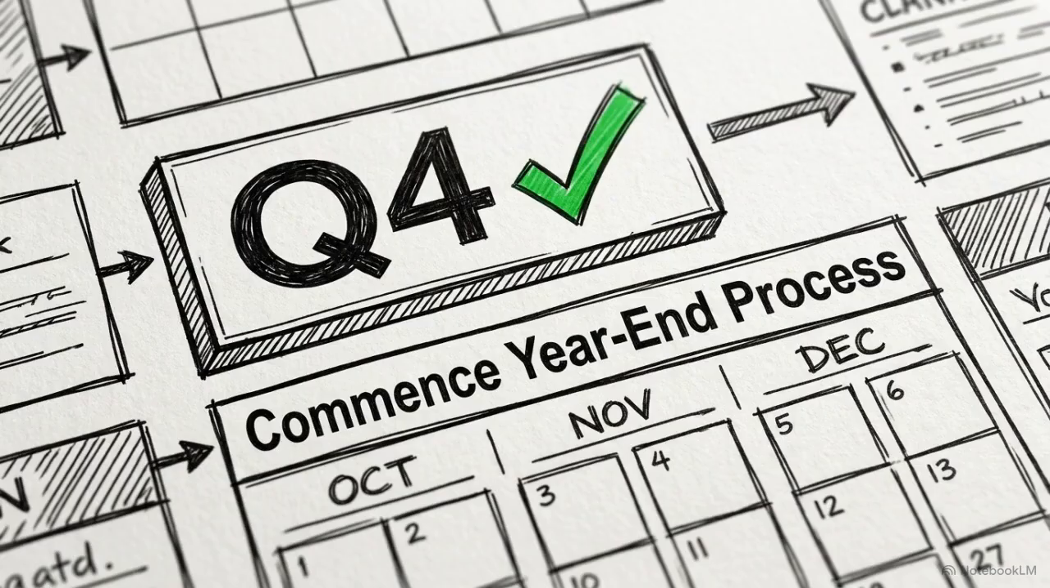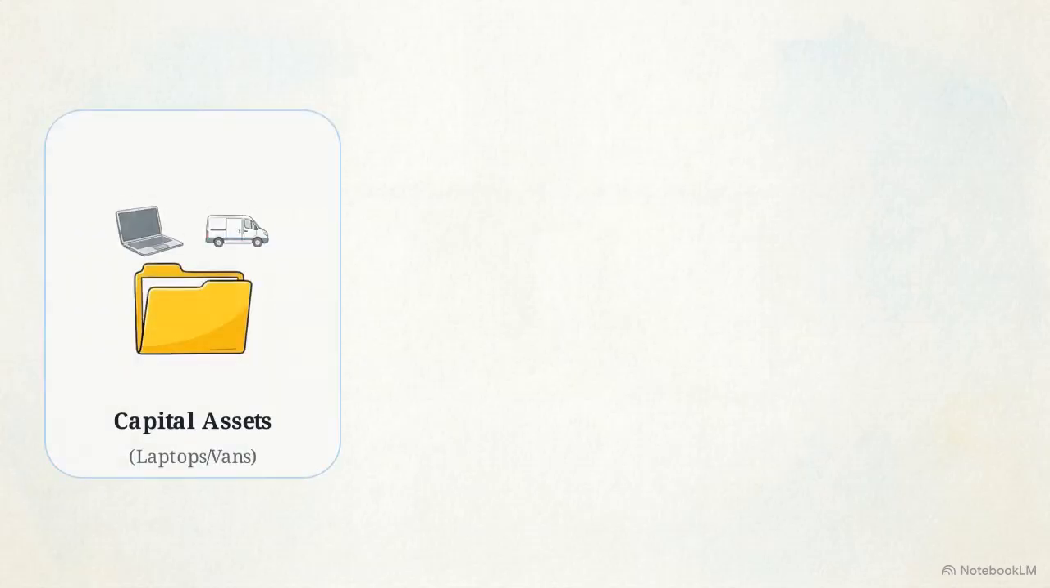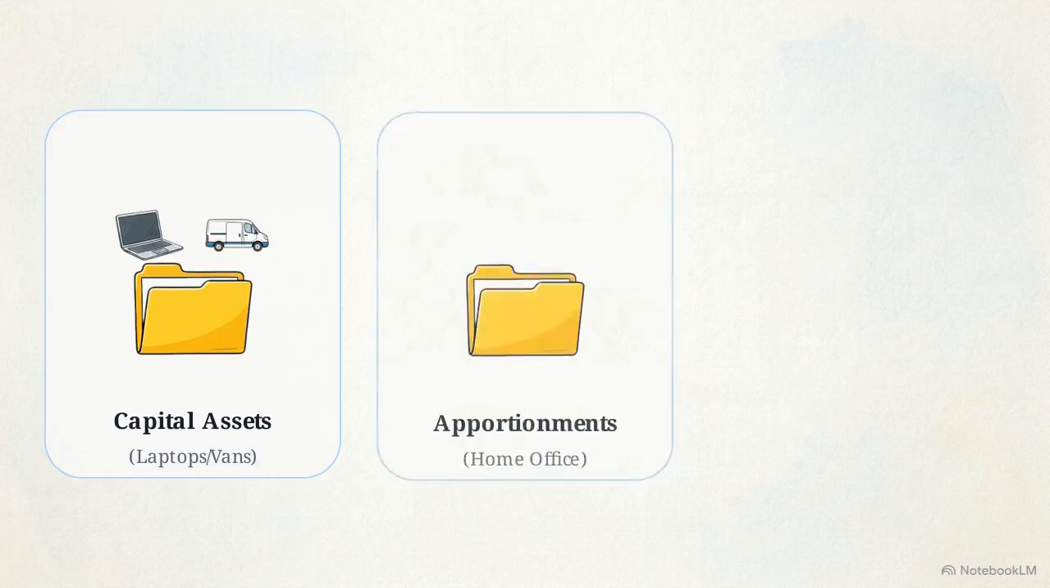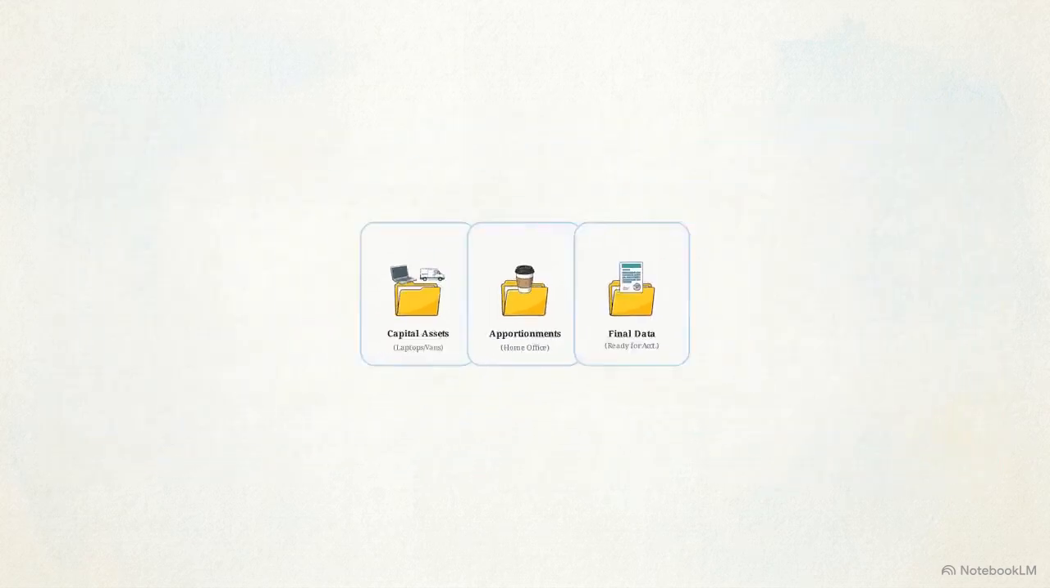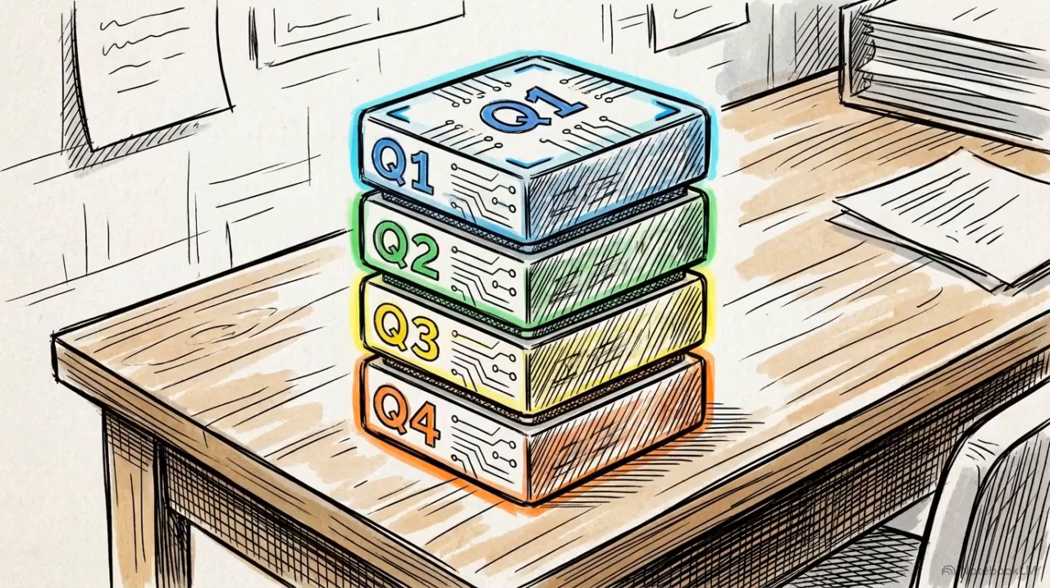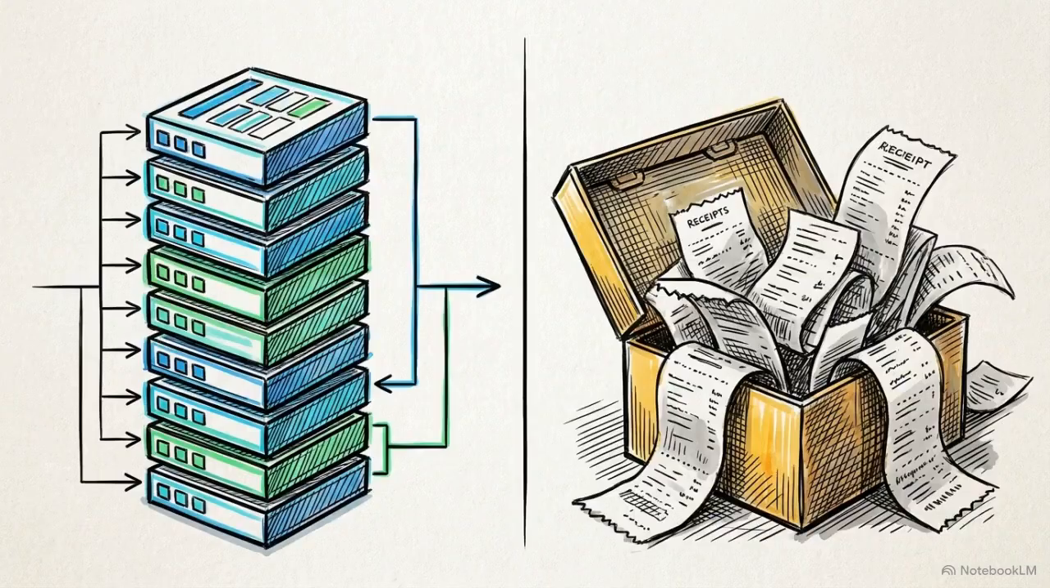After your 4th quarter, you hit the year-end adjustment phase. This is when you compile capital asset purchases, calculate apportionments for mixed-use expenses like your home office, and hand the final data to your accountant. Treating the quarters as cumulative data blocks means your year-end process is simple, rather than a massive reconstruction of 12 months of missing receipts.